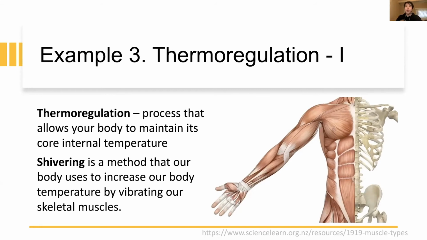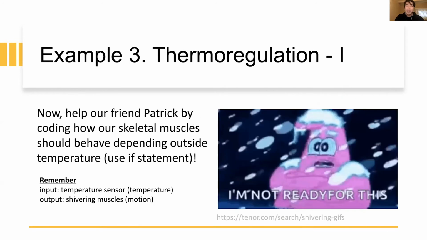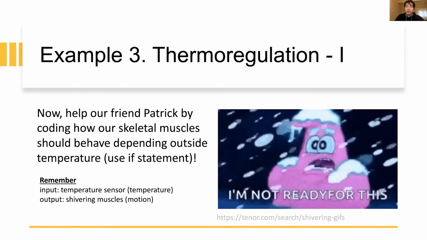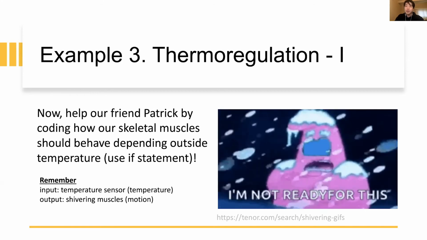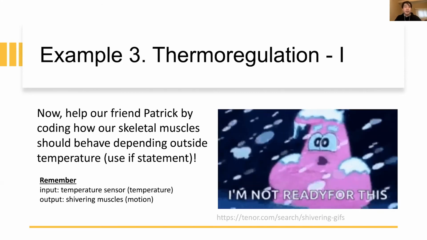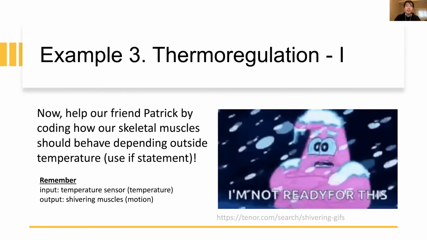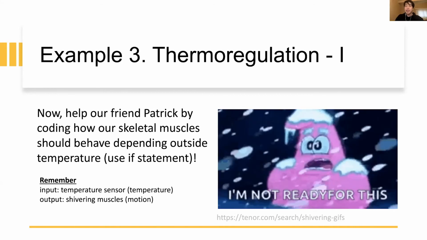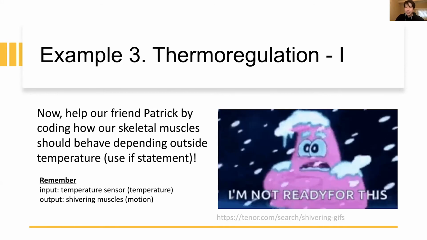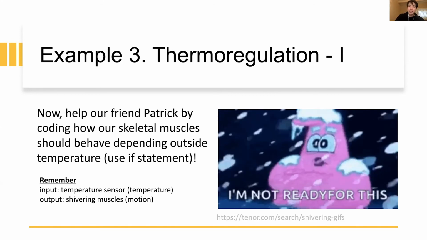There are multiple ways to do it. One way is shivering. When the temperature gets cold, our bodies shiver because that vibration of muscle generates heat. So using that logic, we're going to help our friend Patrick. Let's say Patrick is outside, it's really cold, even though it's in the ocean, there's snow, but let's say it's happening. So let's help our friend Patrick by coding how our skeletal muscles should behave depending on outside temperature. Now, hint, use the if statement that we learned last time.